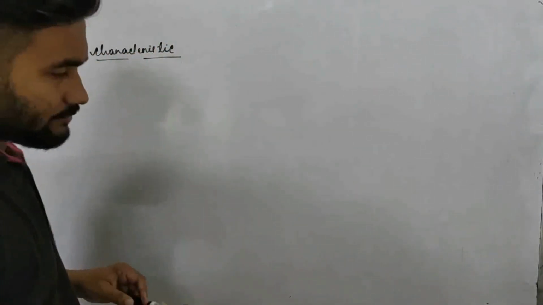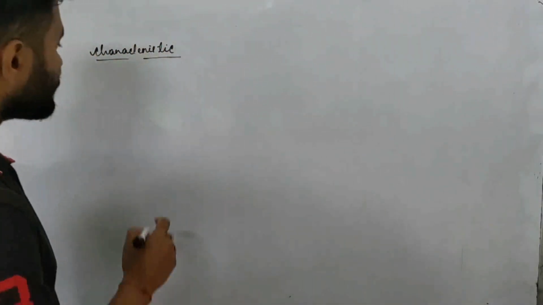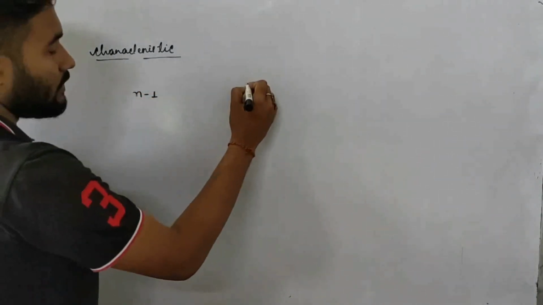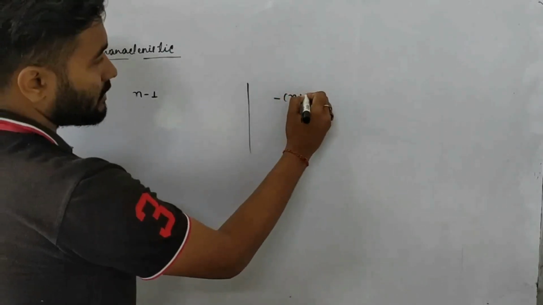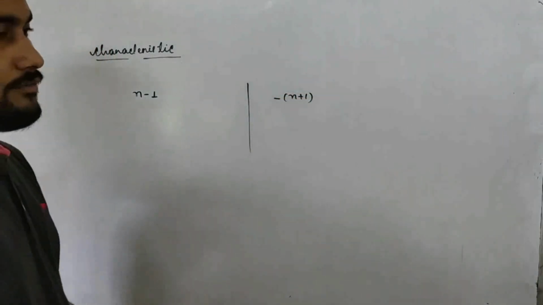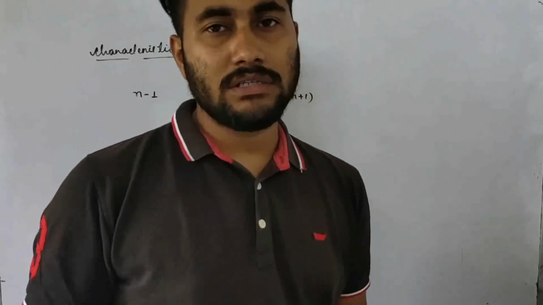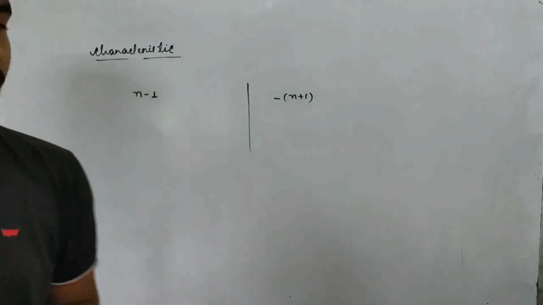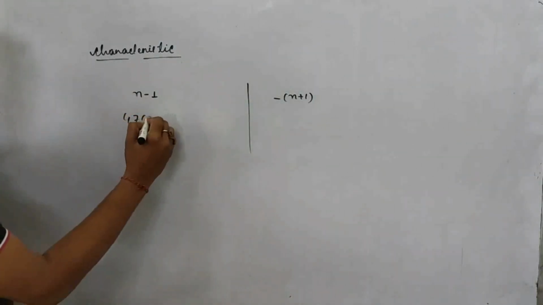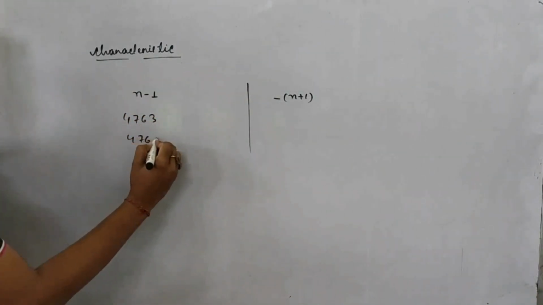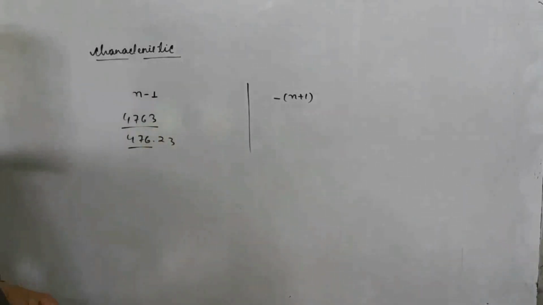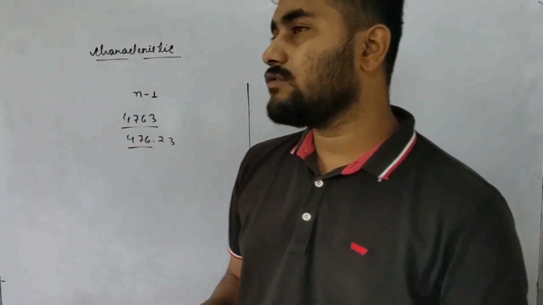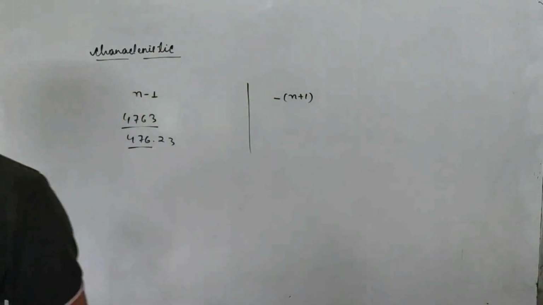For characteristics, there are two formulas. One is simply n minus 1, and the other one is minus of n plus 1. We use n minus 1 when the integer part or integer numbers are given, like 4763 or 476.23. If the integral part is given, then we will use this characteristics formula, n minus 1, where n is the number of digits of the integral part.